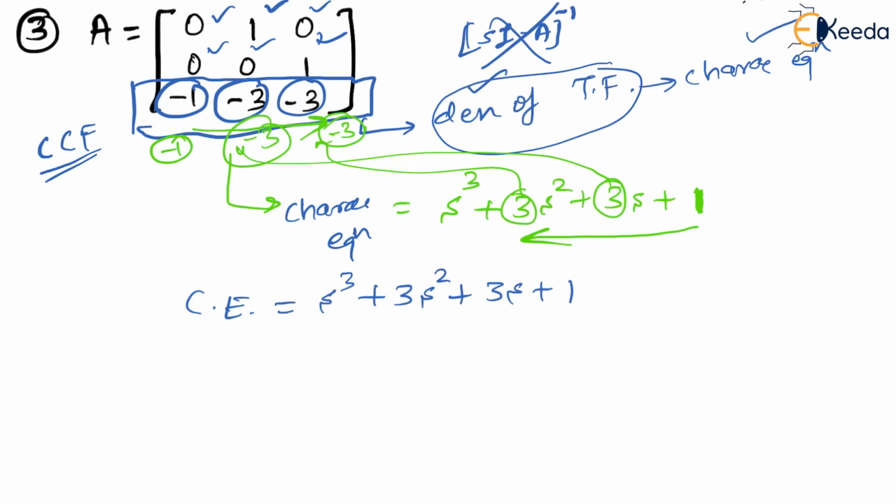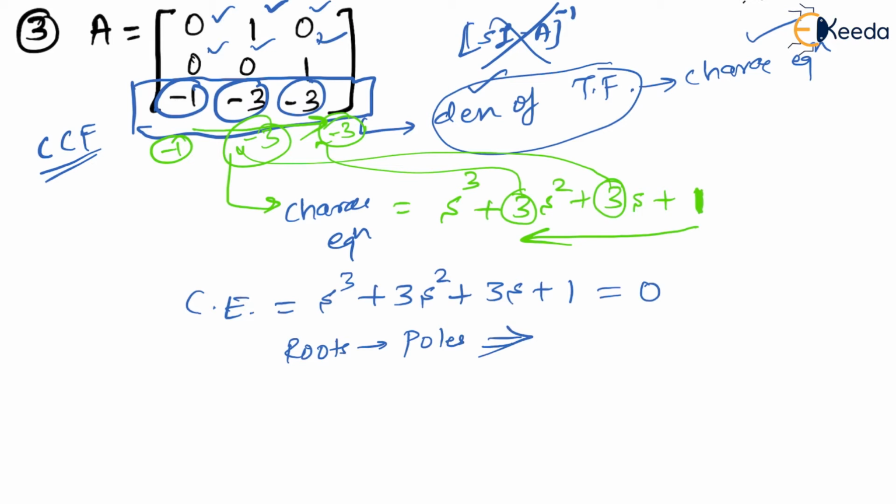Now see here, what are the roots of this characteristic equation? Because if I equate this to 0, it becomes the characteristic equation. So what are the roots now? These roots will be nothing but the poles. Roots are nothing but the poles.